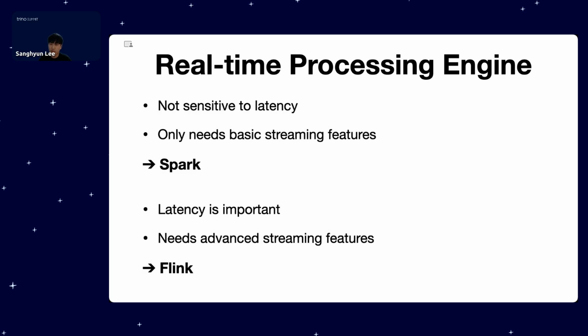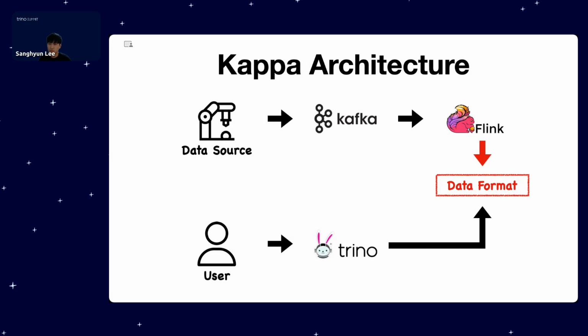In summary, if you are not sensitive to latency and only need basic streaming features, Spark is a good choice. However, if latency is important and you need advanced streaming features, Flink may be a better choice. As a result, we chose Flink because we needed low latency and advanced streaming features. Let's go back to our Kappa architecture diagram. As I said earlier, we chose to use Flink as our processing engine. Now we need to decide which data format to use.